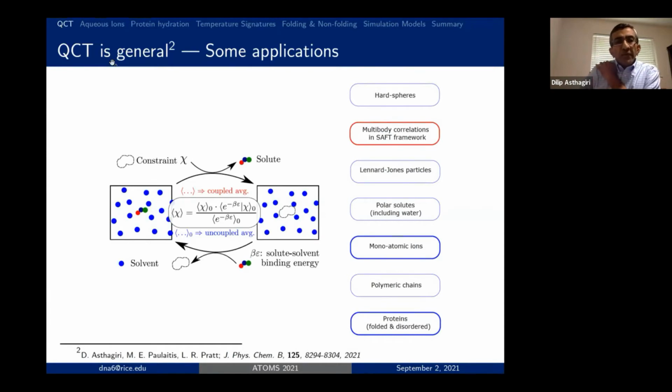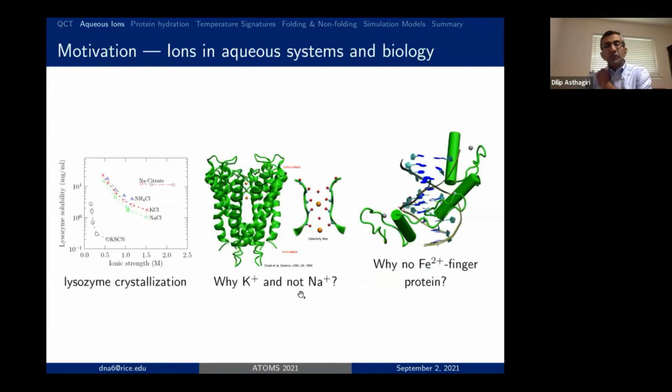Going forward, I'm going to start looking at some of the applications that we have seen. The first one I'm going to focus on is ions, simple ions. The motivations are quite clear: studies of ions in liquid water have been going on for over 100 years, and they will continue, and it is still an important problem that we need to understand.